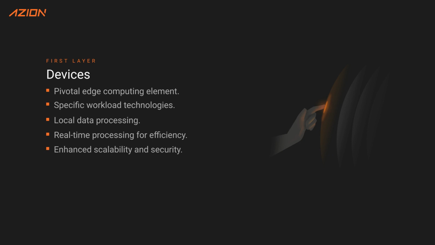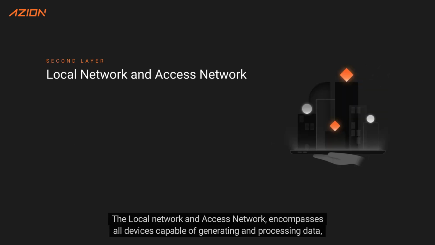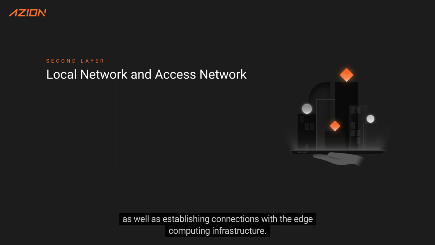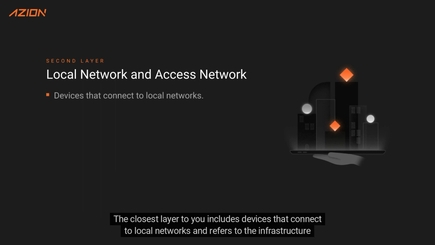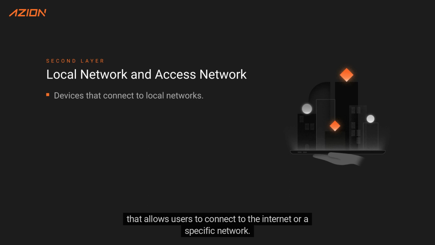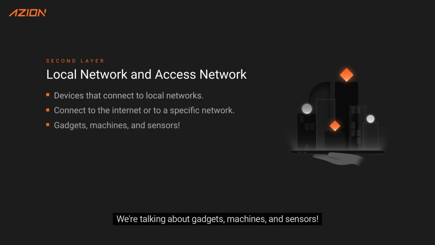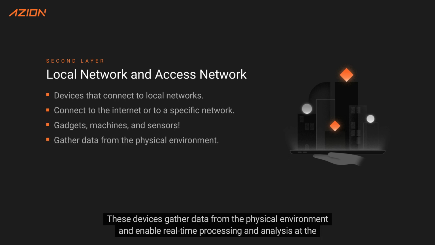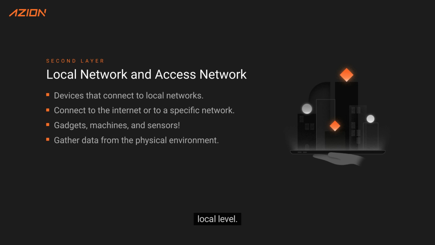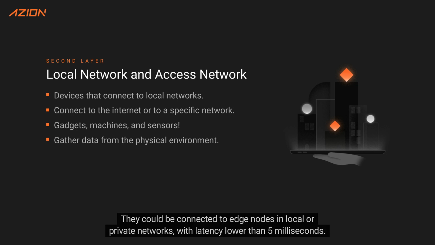The local network and access network encompasses all devices capable of generating and processing data, as well as establishing connections with the edge computing infrastructure. The closest layer to you includes devices that connect to local networks and refers to the infrastructure that allows users to connect to the internet or a specific network. We're talking about gadgets, machines, and sensors. These devices gather data from the physical environment and enable real-time processing and analysis at the local level. They could be connected to edge nodes in local or private networks with latency lower than 5 milliseconds.